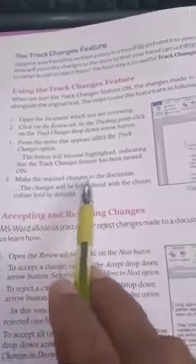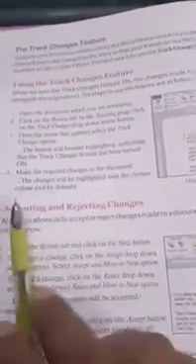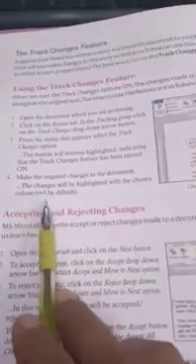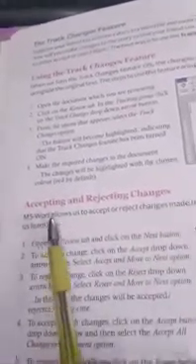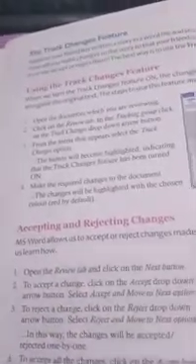Fourth, make the required changes to the document. The changes will be highlighted with the chosen color. Color is red by default. Okay, and this way you can accept or reject changes. First I will show you how you can use the track changes feature.